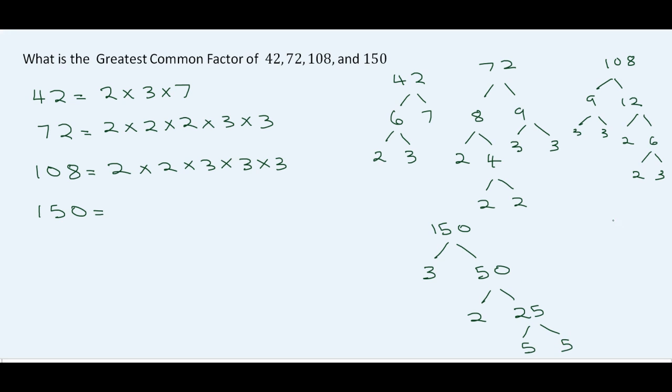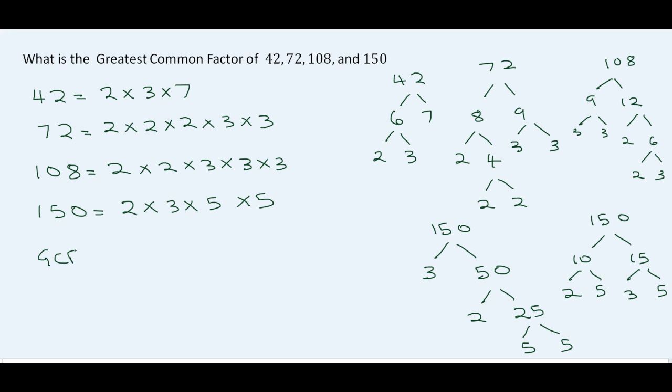So let's try 150 another way. For 150 we have 10 and 15. 10 we have 2 and 5. 15 we have 3 and 5. So this is going to be 2 times 3 times 5 times 5.